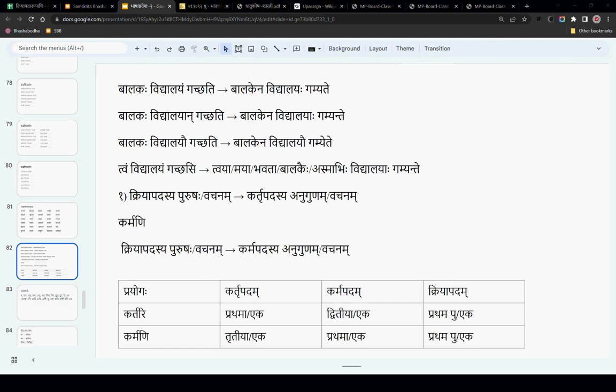So Bhave Prayoga. In Bhave Prayoga we have Hasati, for example, an Akarmaka Kriyapadam. Hasati. Ramaha Hasati. This does not need a Karma Pada.